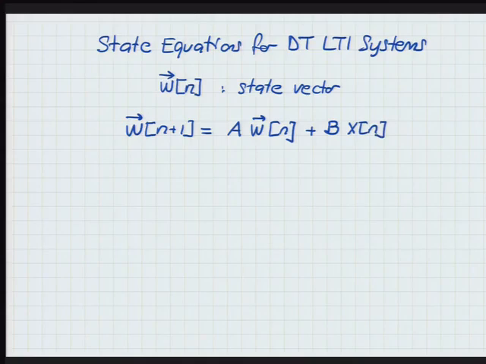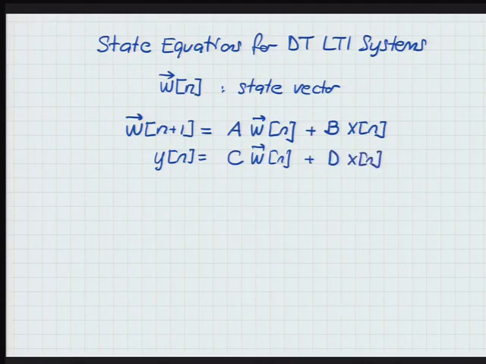All right, and then the output is related to the state variables as well as to the input. So y of n is given by a row vector C times w of n. This row vector has the same dimension as w, so that's really an inner product. Row times column gives you a scalar. And D is a scalar times x of n, which is also a scalar, so you get a scalar y of n. Okay? So these are the state equations.